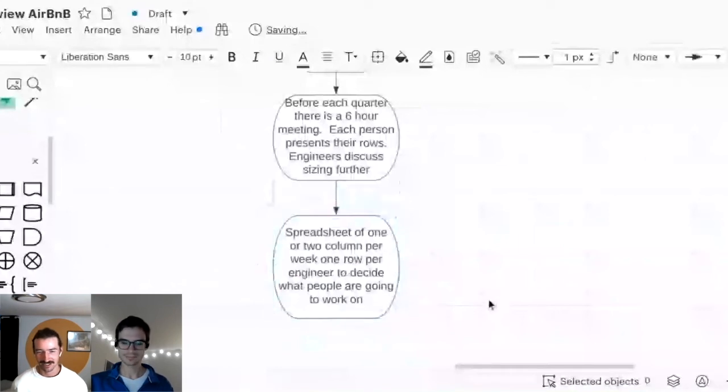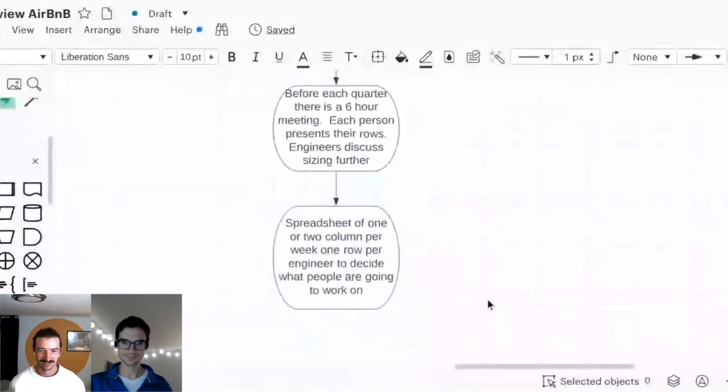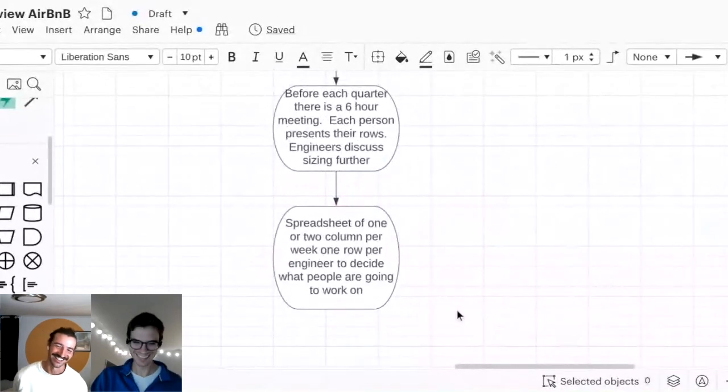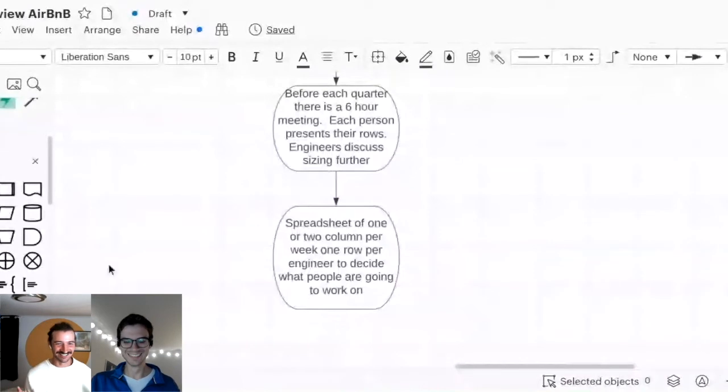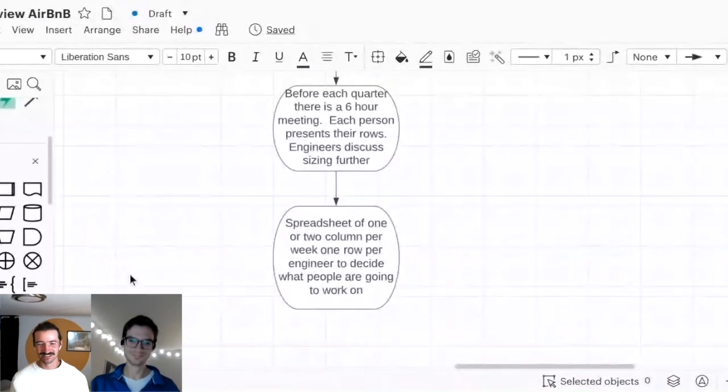Do you want me to talk about things that I don't like about this process or not? Oh, that's exactly what I want to hear about. Okay, I'm not going to defend this as a good process. This is what we did. It generally kind of worked.